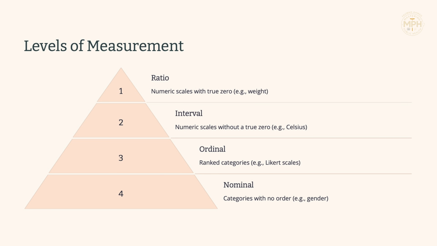First is nominal, categories without any order like gender or blood type. Second is ordinal, categories with order like satisfaction ratings from 1 to 5. Third is interval, numeric scales with equal spacing but no true zero like temperature in Celsius. Fourth is ratio, numeric scales with a true zero like weight or number of doctor visits. Understanding levels of measurement is important because they determine what statistical tools we can use later.